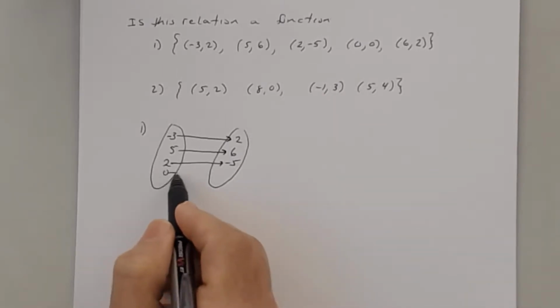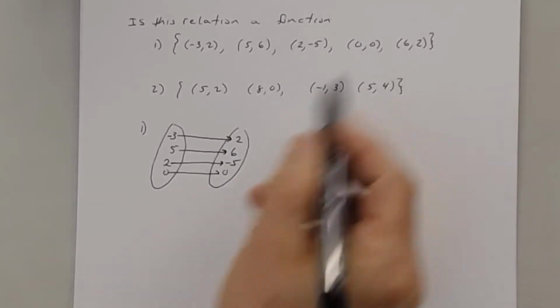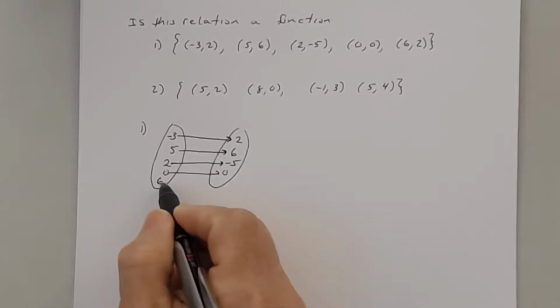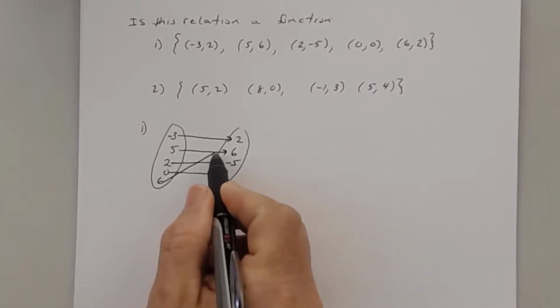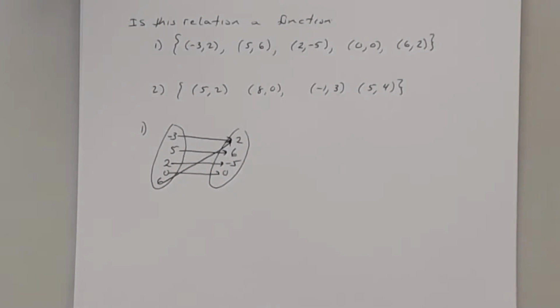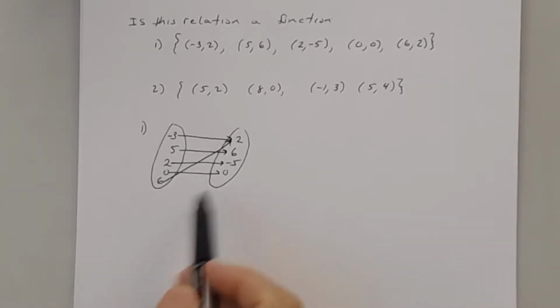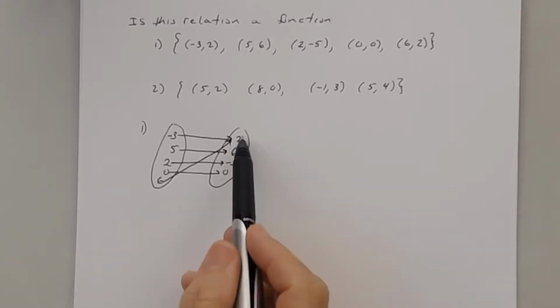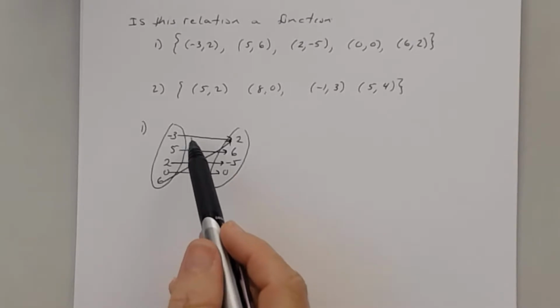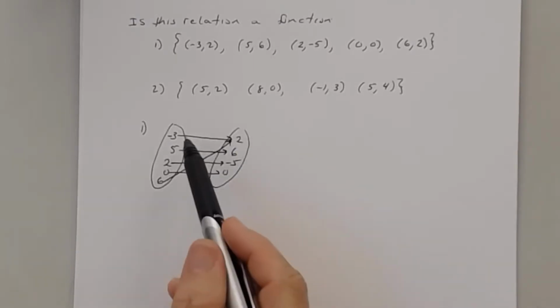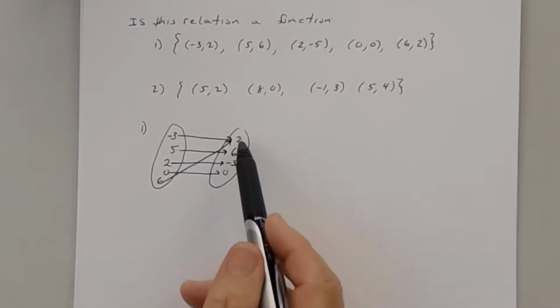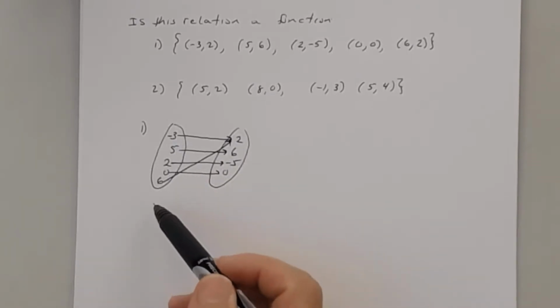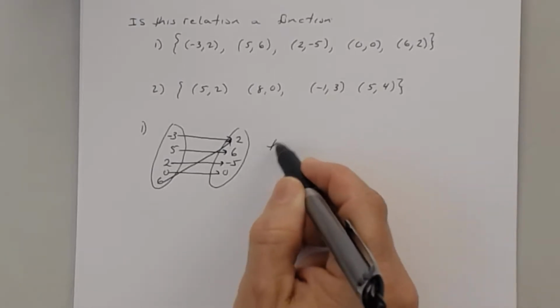0 gets mapped to 0. 6 gets mapped to 2. I already have the 2 listed. You only list it once. All right, so is this a function? Yes. It's a function because for each x, there's only one y value. It's okay for different x values to have the same y value, like -3 and 6. They both have y value 2. The definition says for each x, there's got to be one y, and we do. So this is a function.